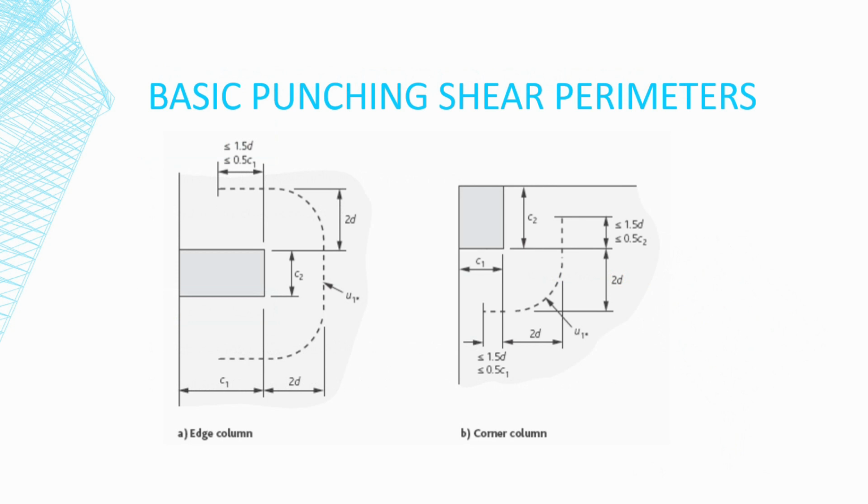As it can be tricky to calculate the control perimeter of some columns, the Eurocode defines these perimeters for us. Shown here are the methods for calculating U1 for an edge and corner column. Note how the perimeter is not quite the full extent around the column.